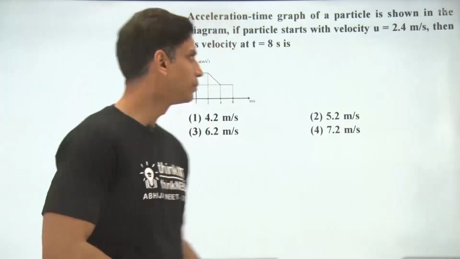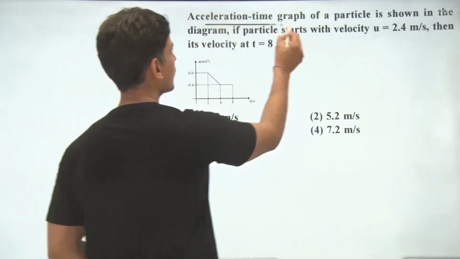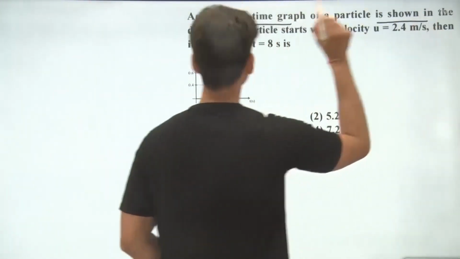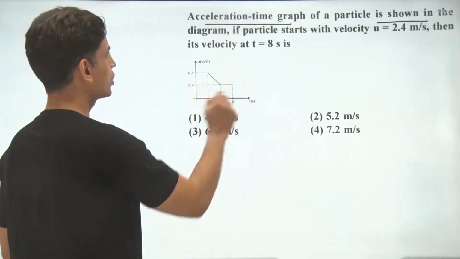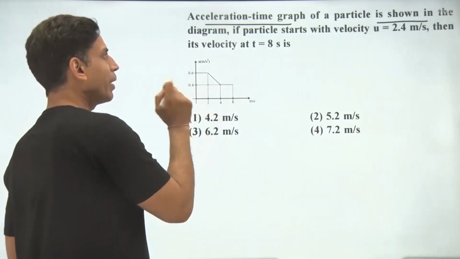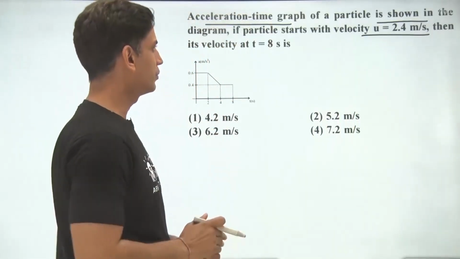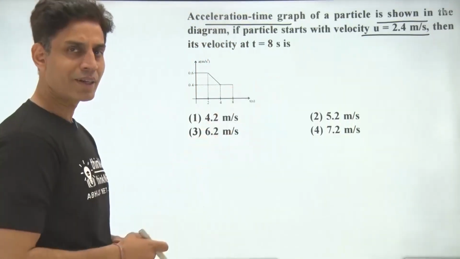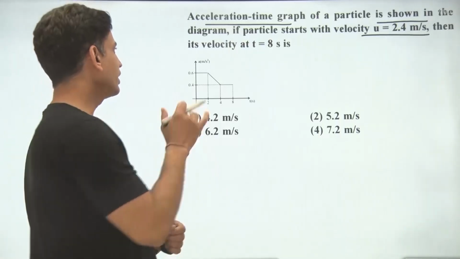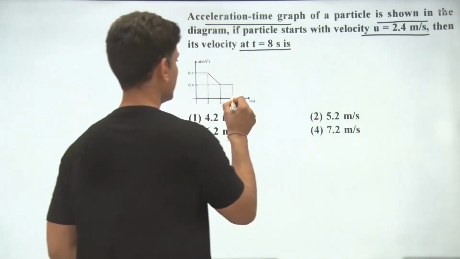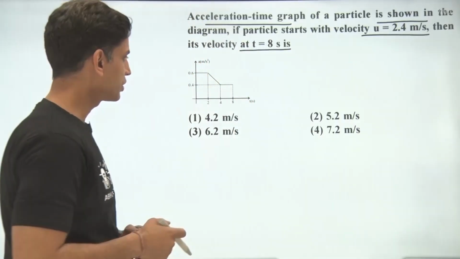The next one is, the acceleration time graph of a particle is as shown in the diagram. If the particle starts with a velocity of u equal to 2.4 meter per second, that is, the initial velocity is given as 2.4 meter per second, then we have to calculate its velocity at t equal to 8 second.